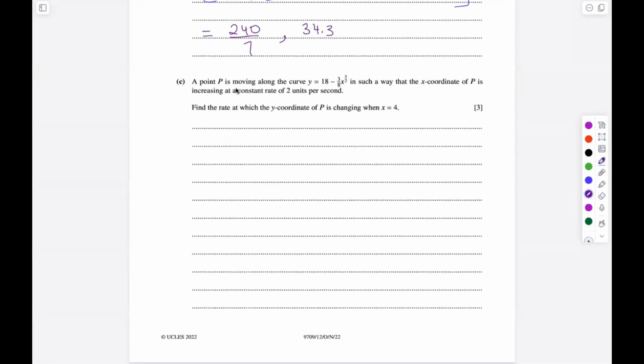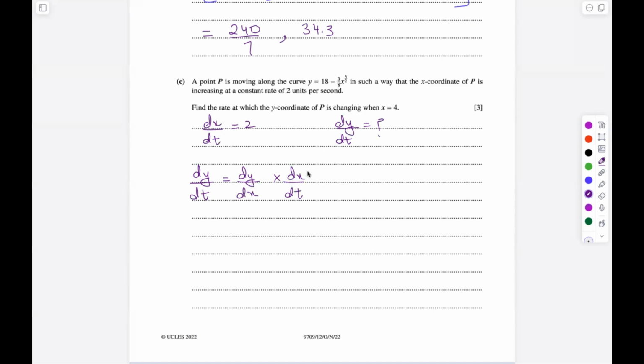In part C, a point is moving along the curve y equals 18 minus 3 upon 8 x to the power 5 upon 2 in such a way that the x coordinate is increasing at a constant rate of 2 units per second, which means that the value for dx by dt is 2. We have to find the rate at which the y coordinate is changing, which means we have to find the value for dy by dt when x equals 4. Now, the relationship between dy by dt and dx by dt is given by the equation dy by dt equals dy by dx multiplied by dx by dt.